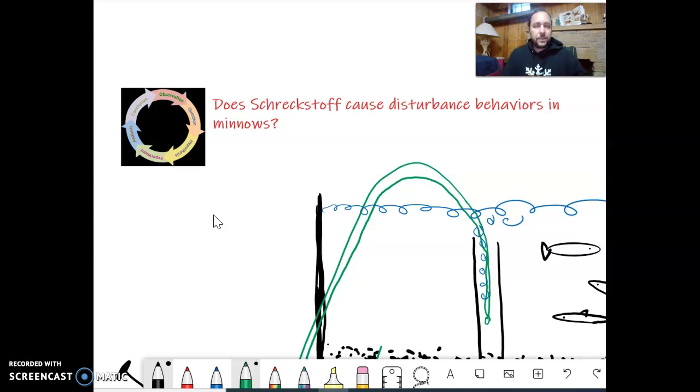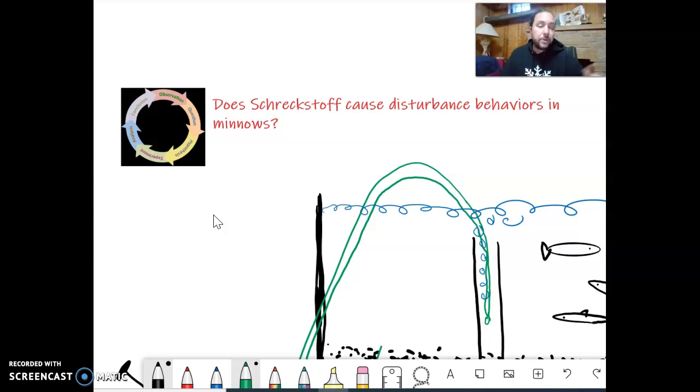And some of you are like, what's Schreckstoff? I don't even know what that is. Schreckstoff is this chemical. It's found only in the skin cells of minnows. And when scientists isolated it, they didn't really know what it's for. It didn't seem to give the fish themselves any real advantage. It's only found in the skin cells. It doesn't leave the skin cells during the fish's normal life.